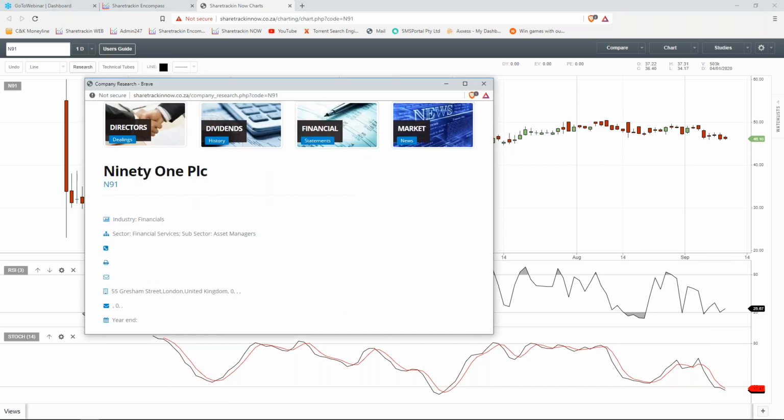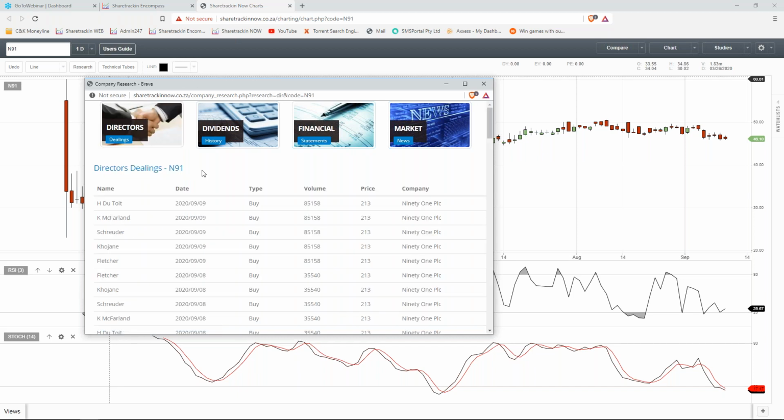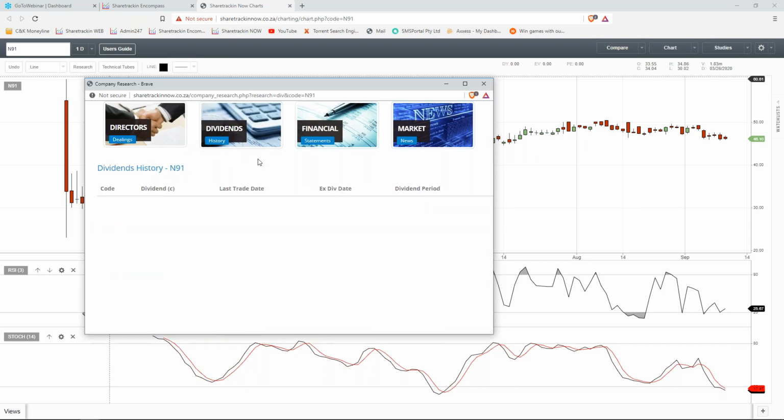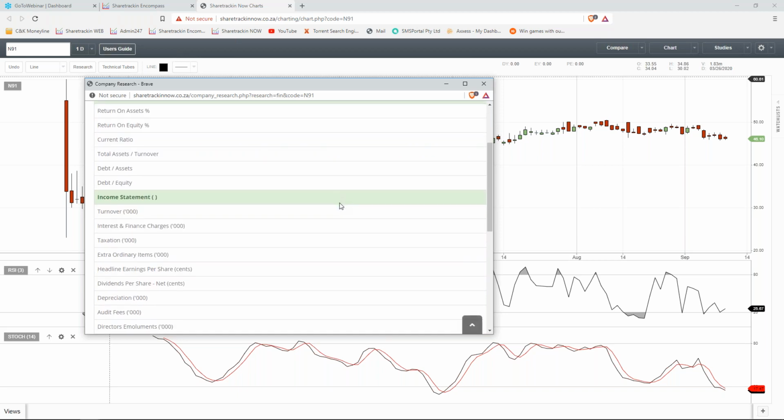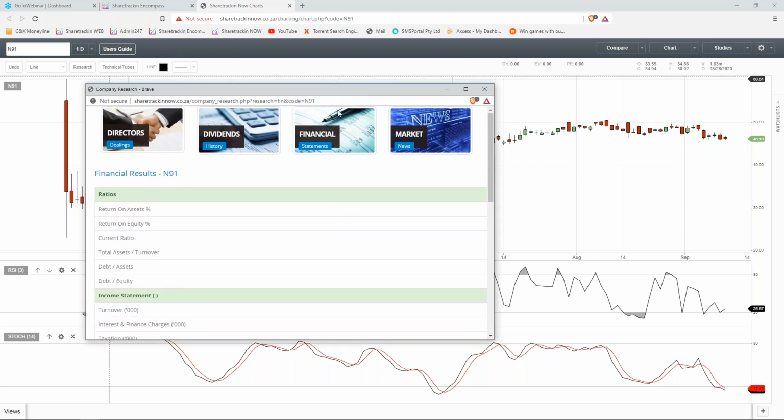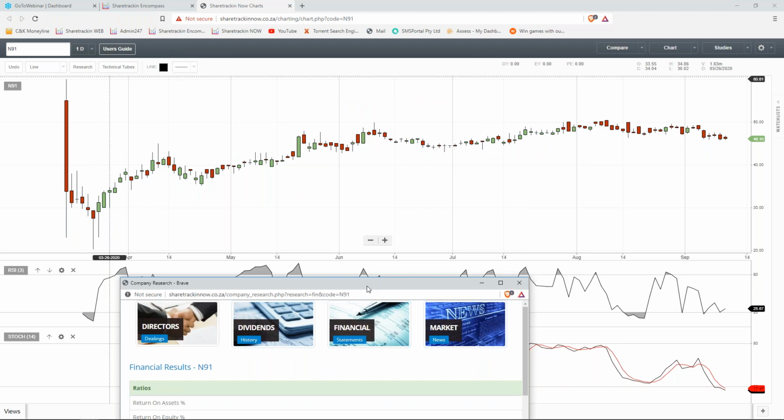So you click on research, you can go to the directors dealing, and see if there are any directors currently buying. We can see, yes, there's a lot of directors currently buying on N91. Is there even any dividends? There's no dividends to go on. You can read the financial statements, but there are really no financial statements for them as of yet, because the company is really new. This company only started trading this year.